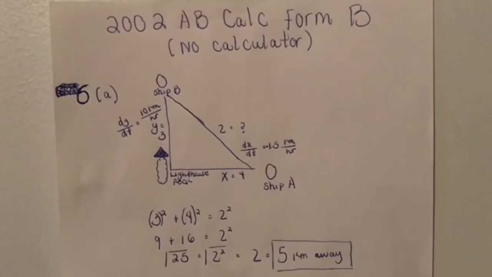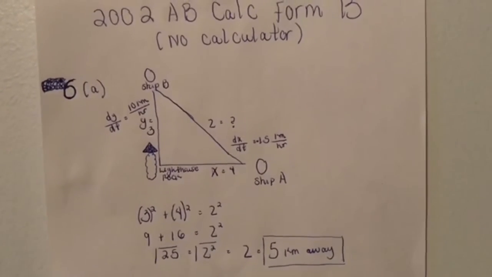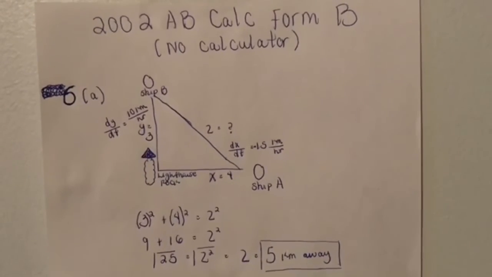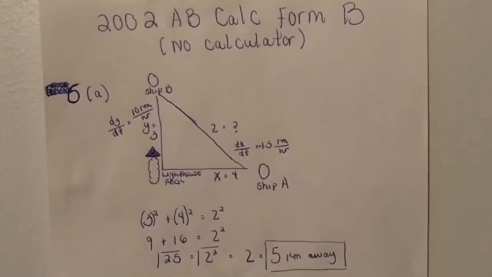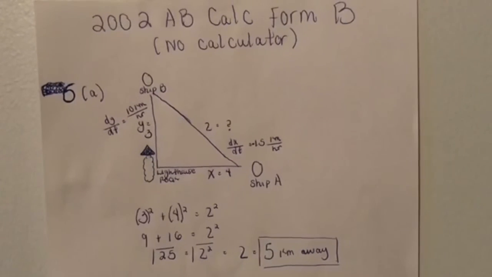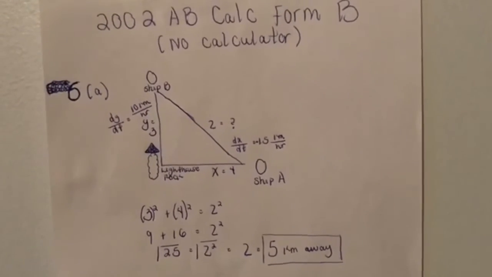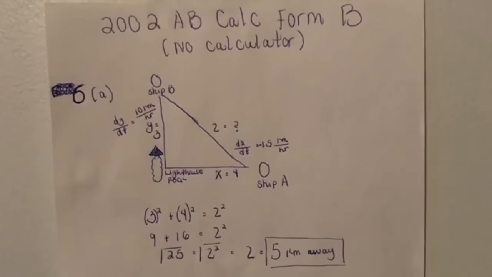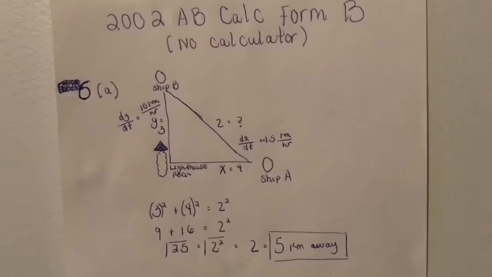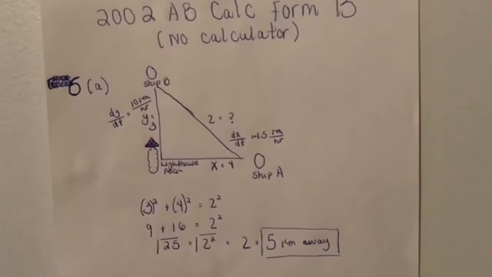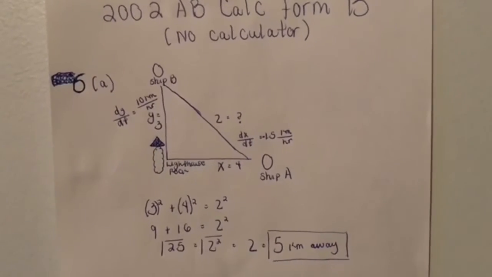We let x be the distance between ship A and Lighthouse Rock at time t, and y be the distance between ship B and Lighthouse Rock at time t, as shown in the figure above. First, find the distance in kilometers between ship A and ship B when x is 4 and y is 3 kilometers. Here we have a simple Pythagorean triple. When x is 4 and y is 3, then s, the distance between the two ships, will be 5 kilometers.